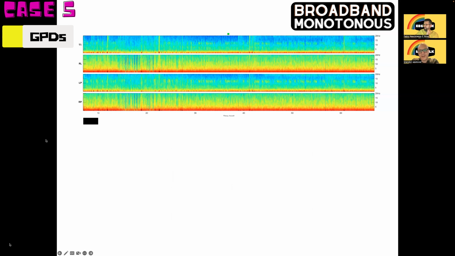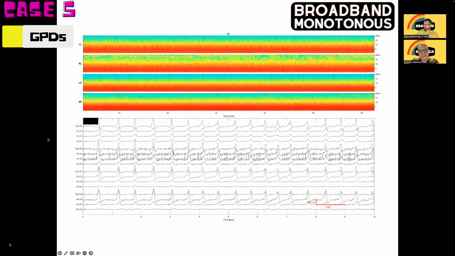what was the underlying diagnosis? Wait. Let me go back. What was the underlying diagnosis? Yeah. That was, I would say maybe cardiac arrest, hypoxic brain injury. I agree. Why do you say that? So in addition to the GPDs, the background is really suppressed in between. Yeah, this is typical of a severe global anoxic brain injury.